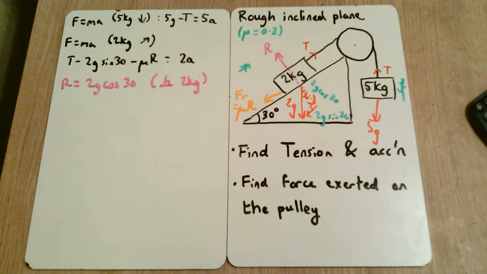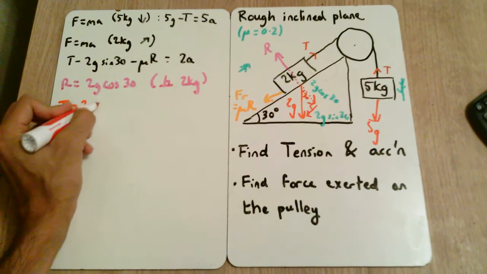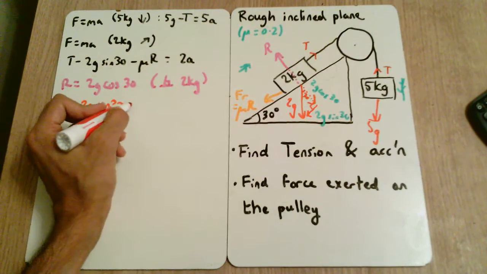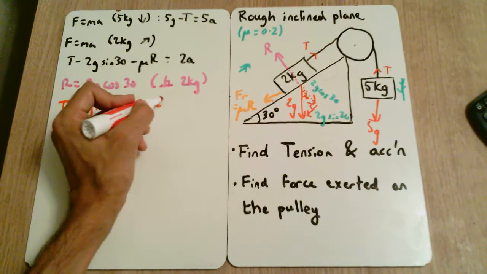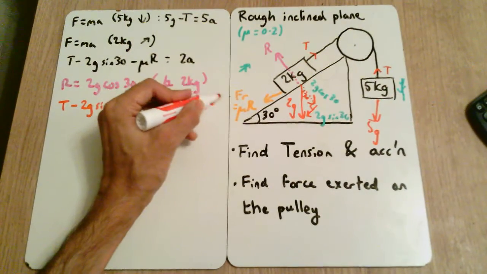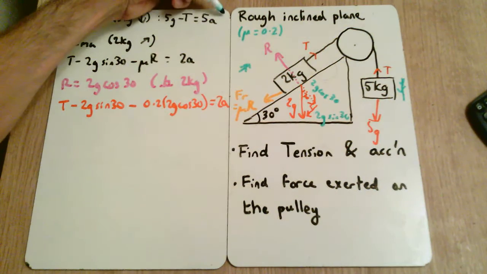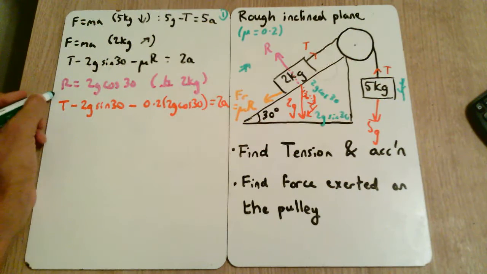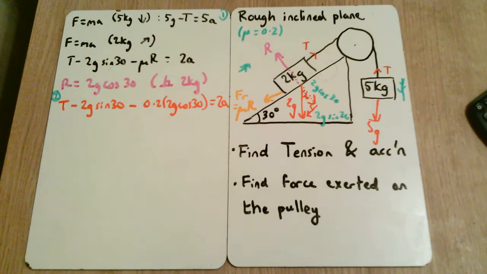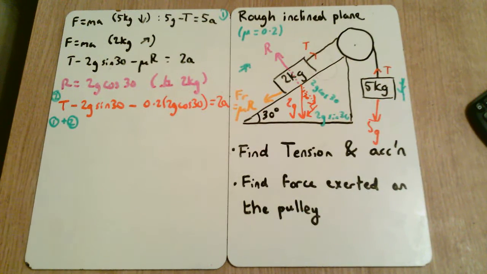So if we now bring that back to this equation over here, this becomes T minus 2g sin 30 minus 0.2 times 2g cos 30 is equal to 2a. And now we are just simply doing our standard simultaneous equation when we have our pulleys. When we look at equation number 1 and equation number 2, we are going to add those equations together, equation 1 plus equation 2, to cancel out our T's.